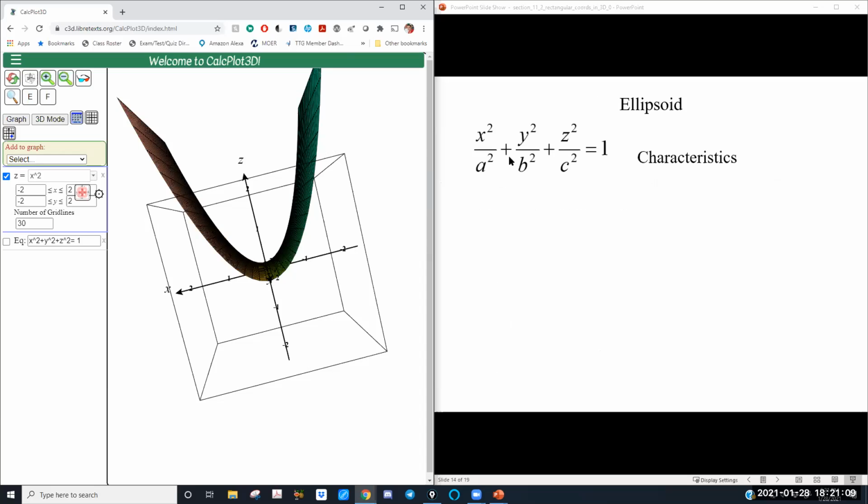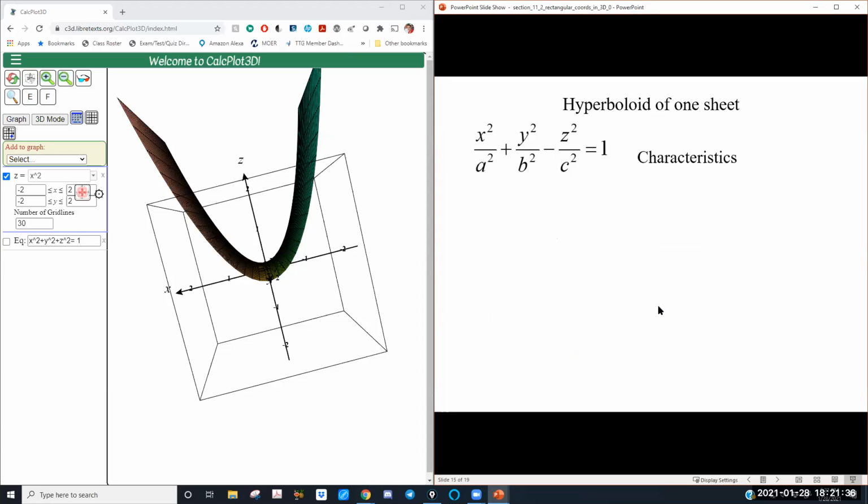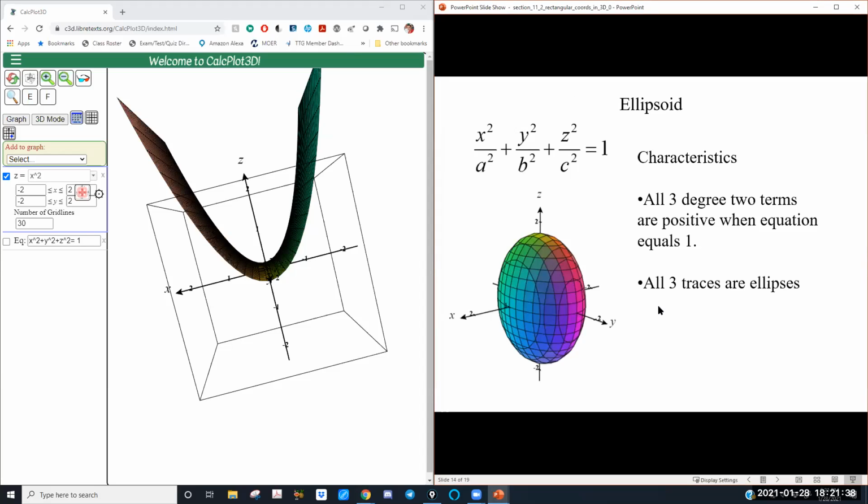So the ellipsoid, number one, notice all positive. An ellipsoid looks like an egg or a 3D elliptical shape. All 3 degree 2 terms are positive, and the equation equals 1. And all 3 traces are ellipses. If you spin this around, you notice you have an ellipse there, and you have an ellipse there. So all the traces are ellipses.